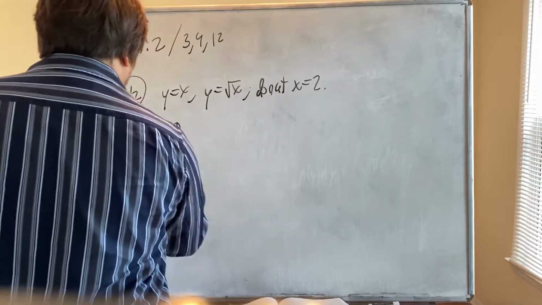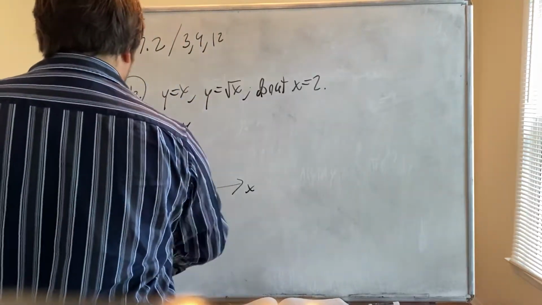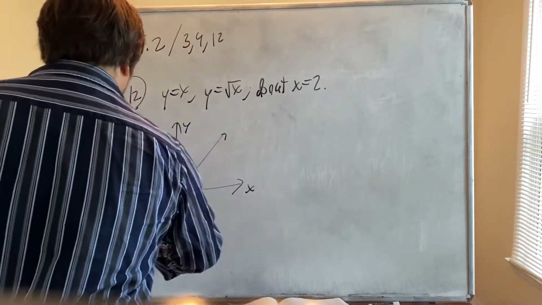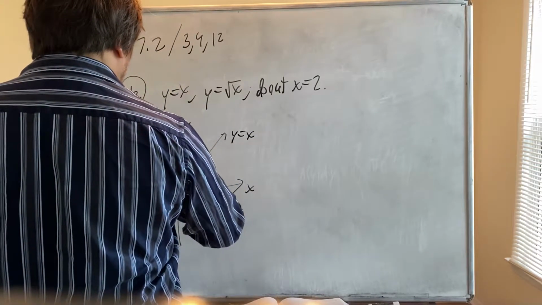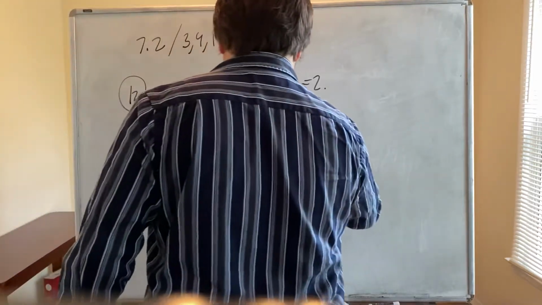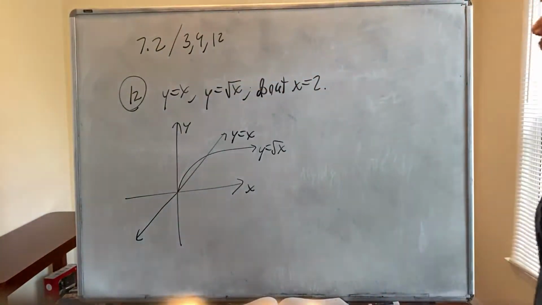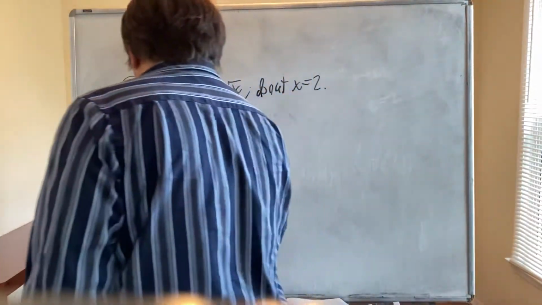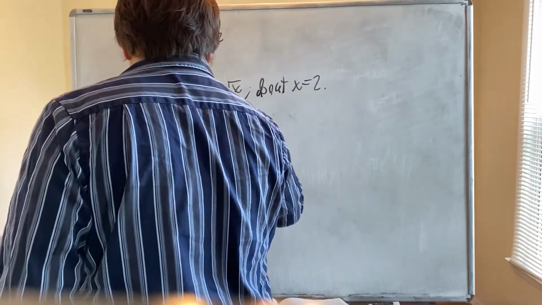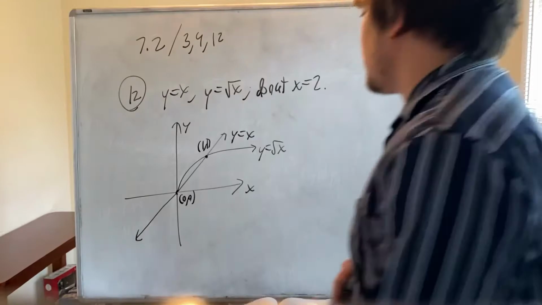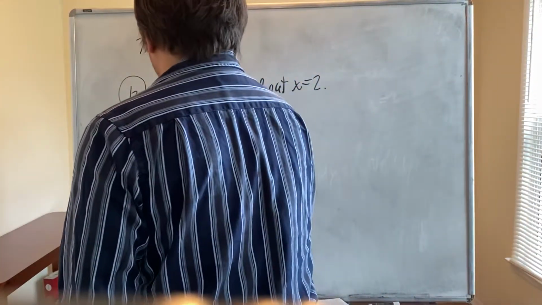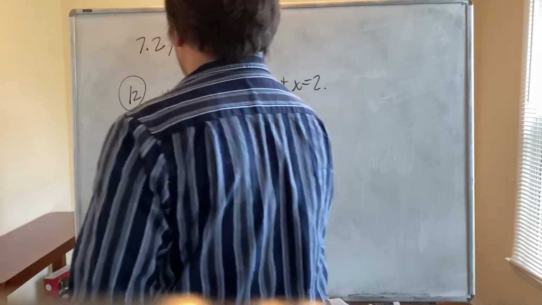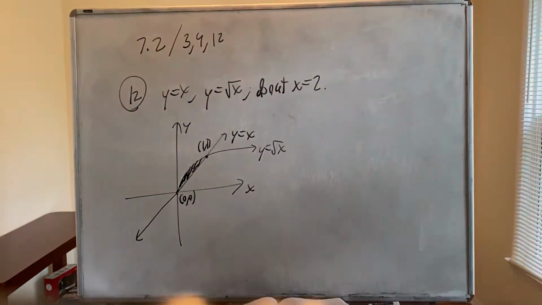So let's take the x-axis and y-axis. Here's the x-axis, here's the y-axis, here's y equals x. This is y equals the square root of x. Okay, so then the origin is 0, 0, and this point is 1, 1. That's the intersection points of those two graphs. The region bounded by those two graphs is this region here that I'm shading in. Okay, and I'm going to rotate that about x equals 2. This is x equals 1.